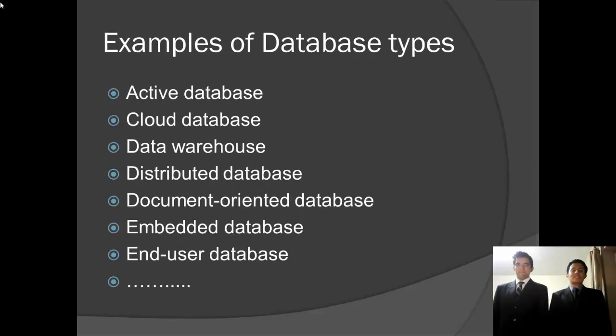The following are examples of database types. Some of them are not mainstream, but some of them have received main attention. We have the active database, cloud database, data warehouse, that is one of the most used nowadays. Distributed database, that is also used these days. Document-oriented database, embedded database, end-user database, hypertext database, hypermedia database, operational database, and some others.